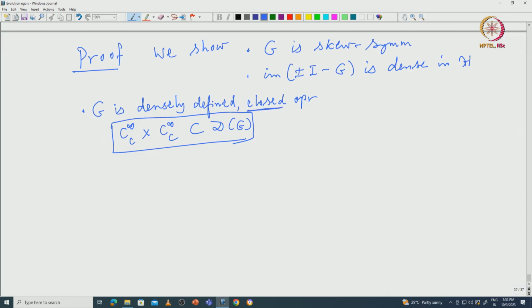Okay, write down the condition on what is meant by an operator being closed. Okay, so I just concentrate on these two things. So, G is skew symmetric and on this. Okay. So, the first, let me write G is skew symmetric.